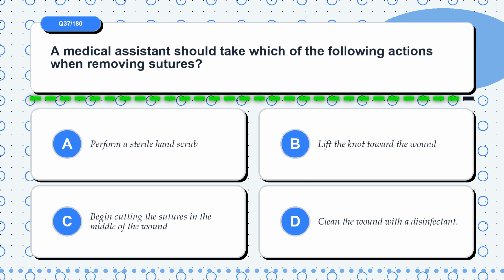Question 37. A medical assistant should take which of the following actions when removing sutures? Here are the options. Option A, perform a sterile hand scrub. Option B, lift the knot toward the wound. Option C, begin cutting the sutures in the middle of the wound. Option D, clean the wound with a disinfectant.